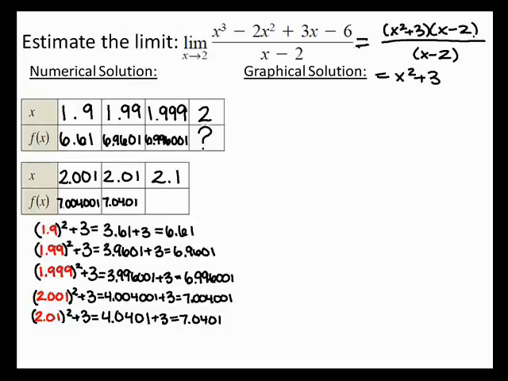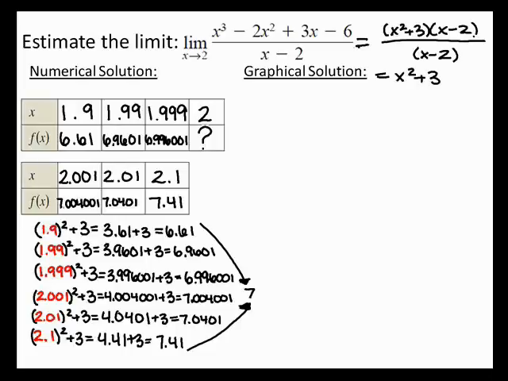Substitute 2 and 1/10 into x squared plus 3. Simplify 2 and 1/10 squared. Simplify 4 and 41/100ths plus 3. You find that f of x is 7 and 41/100ths. As x approaches 2, f of x approaches 7.